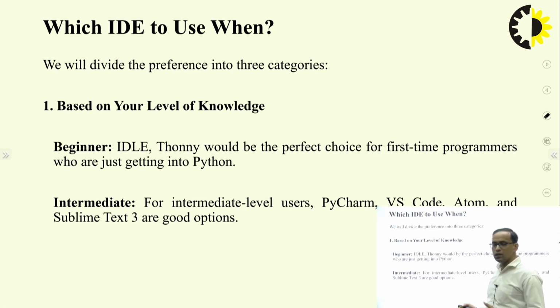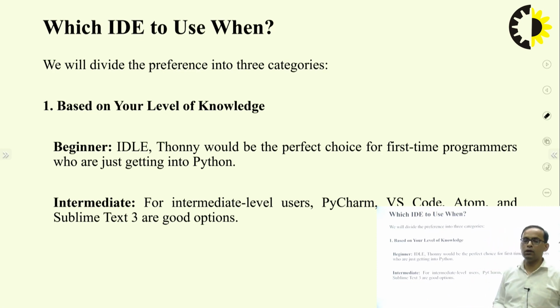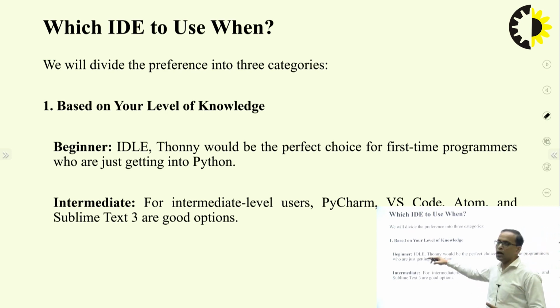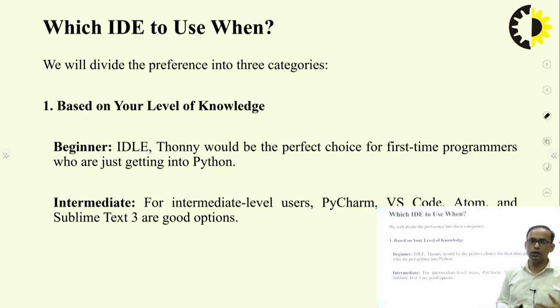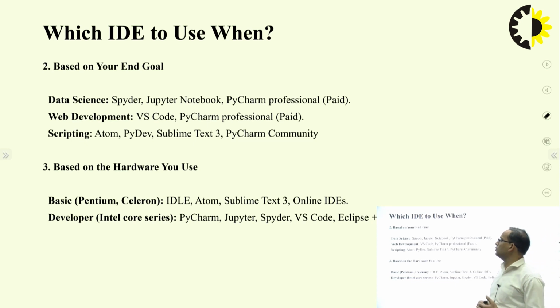But if there is a person who has already worked with the Python programming language, he is intermediate, then they can work with PyCharm and Visual Studio Code. So this is according to the level of knowledge. If someone is new, a beginner for Python, then it is suggested that he should use IDLE. And if someone has already worked in Python and is an intermediate level user, then he can use PyCharm and Visual Studio Code for developing Python programs or making software in Python. Second one is based on your end goal.